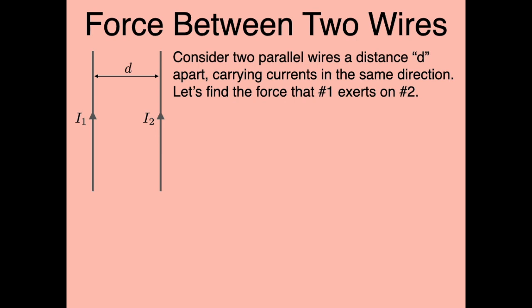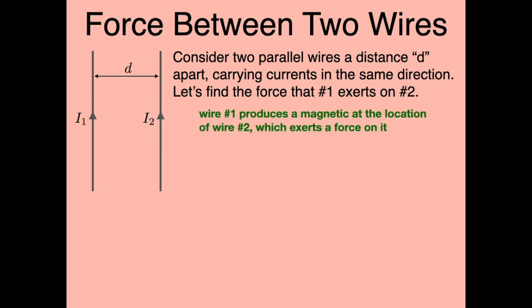We'll start with that. Okay, so the starting point is wire number 1 is going to produce a magnetic field at the location of wire number 2, and that's going to exert a force on it. So let's first figure out, what does the magnetic field due to wire number 1 look like at the location of wire number 2? Okay, so you have to do the right hand rule here.